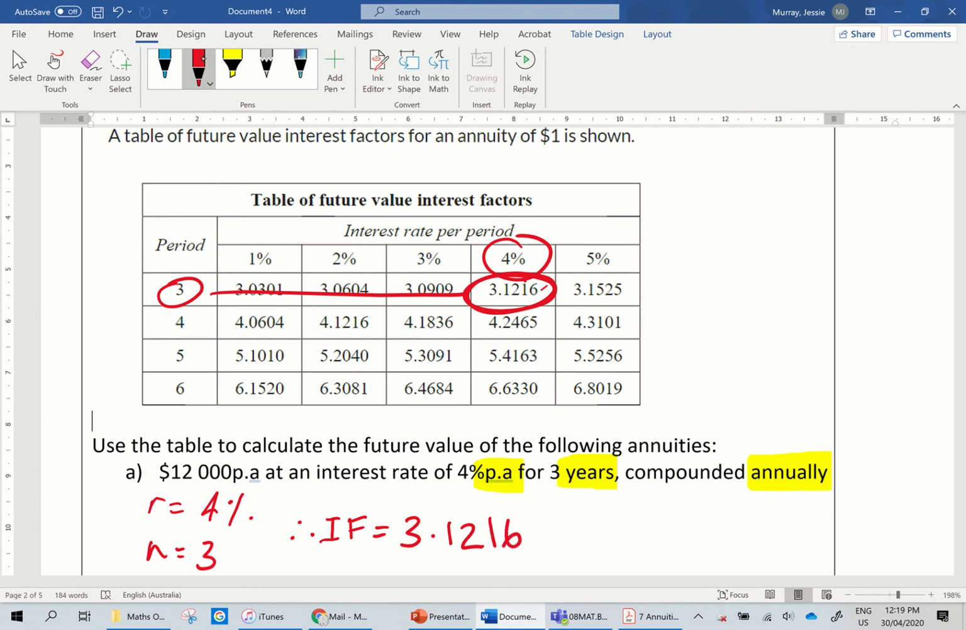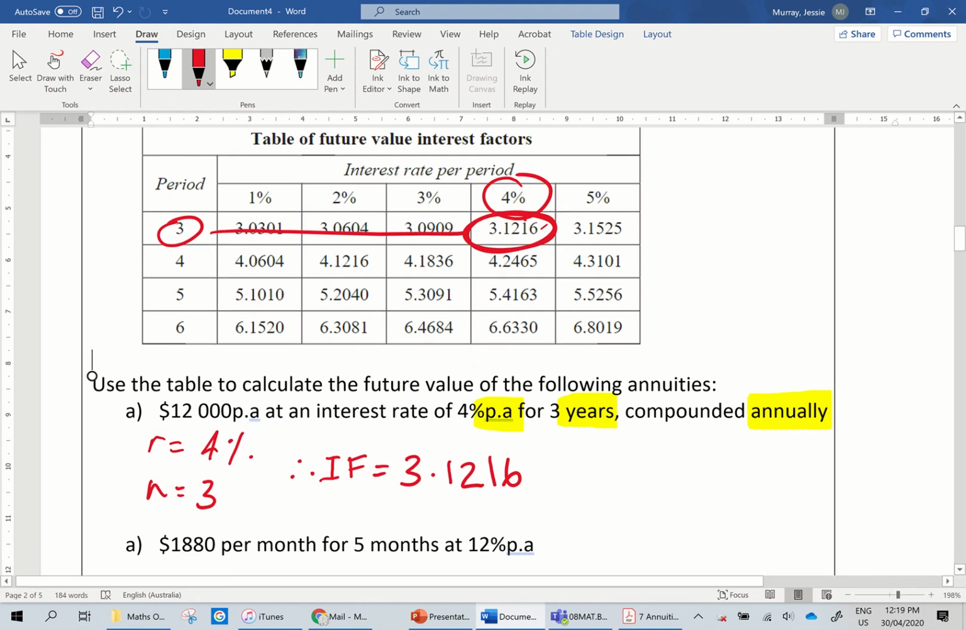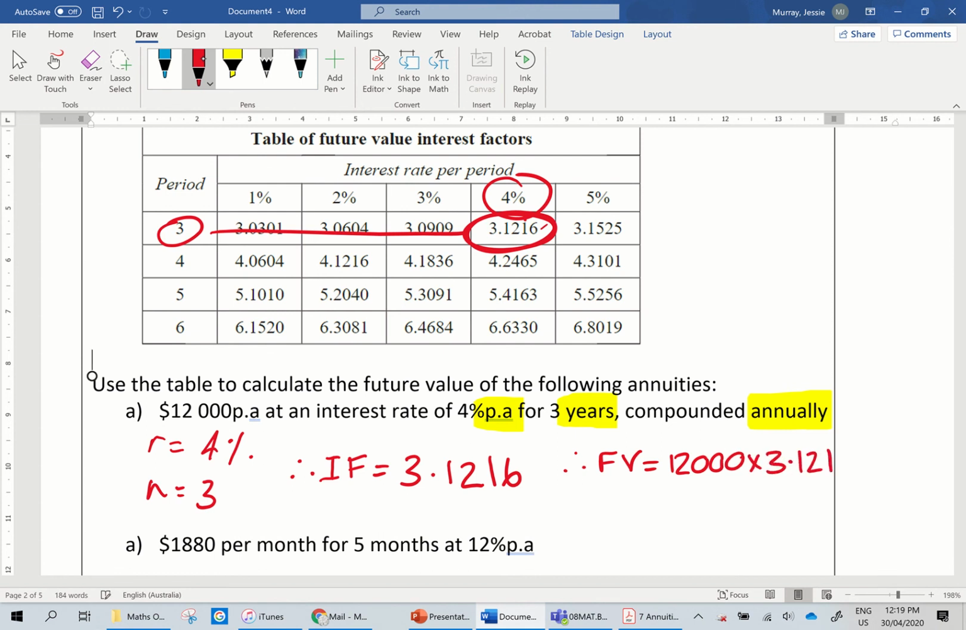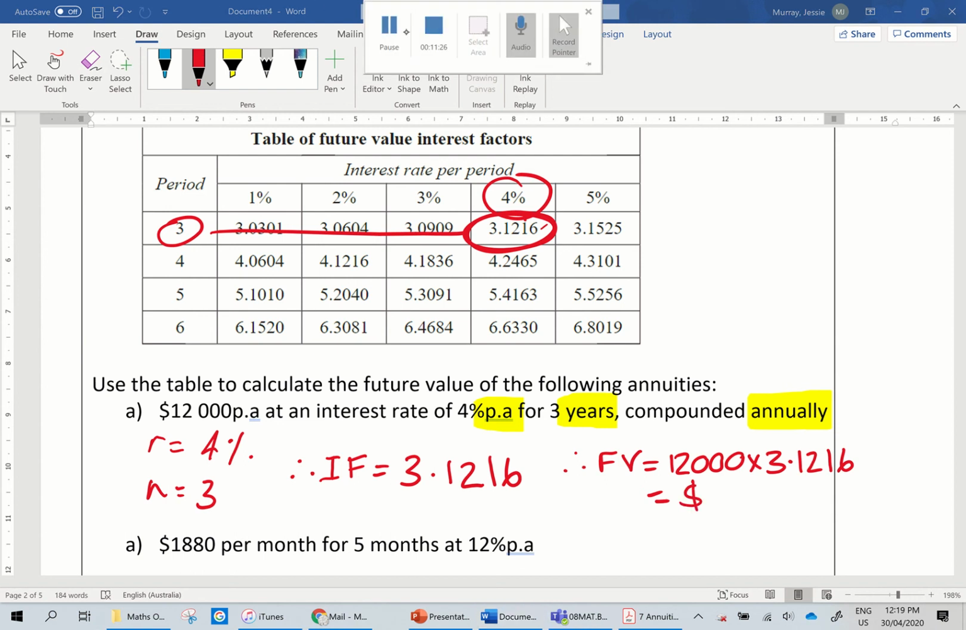And remember, you don't need to know what that number means. All you need to know is it's given to you. Some mathematical person has already calculated that that's the number. And now your annuity is $12,000. So therefore, the future value is just going to be my $12,000 multiplied by my interest factor that I found. And that will give me my answer of the future. And I get $37,459.20.